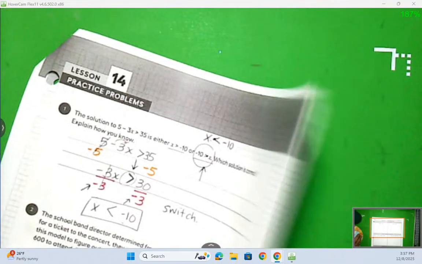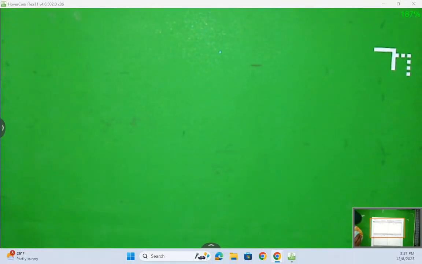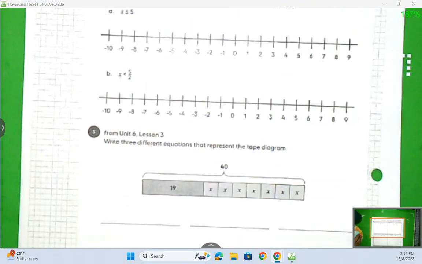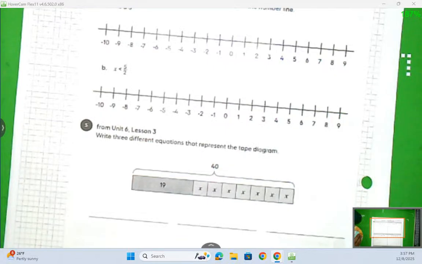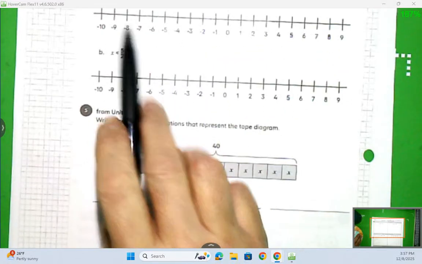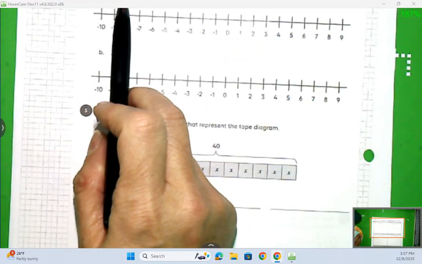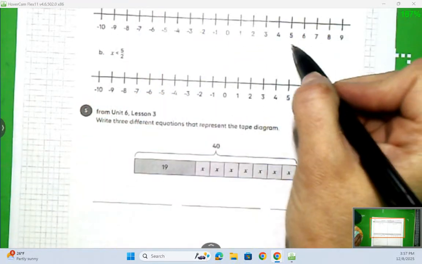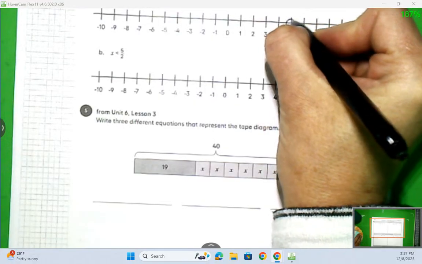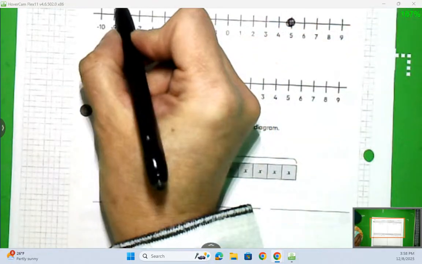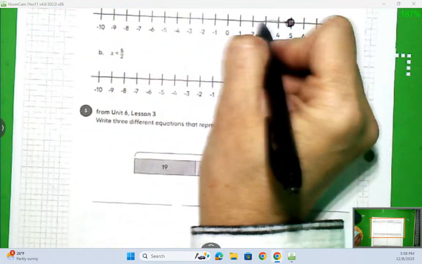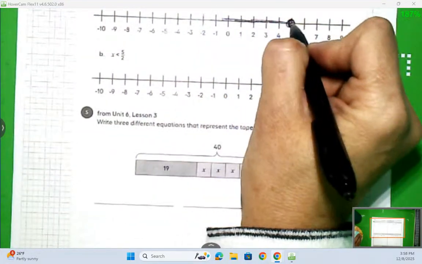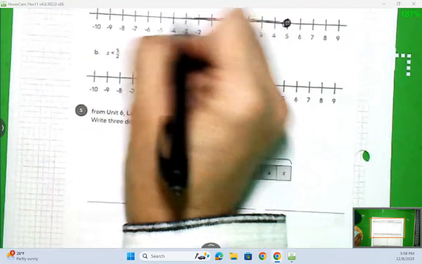Okay, let's go on to the next page here. In Unit 6, Lesson 13, we had to graph the inequality on a number line. We have x is less than or equal to 5. So we locate 5, and we're going to have a closed circle at 5 because we have that equal sign. And x is less means we're shading to the left. So it can be that number and anything below it.